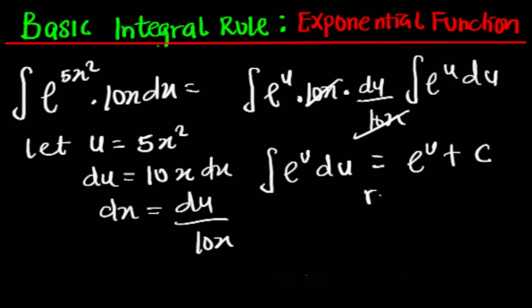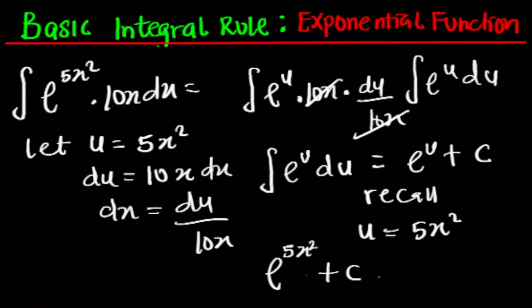So you can now recall that u is equal to 5x squared. Then what are you going to have in the long run? You're going to have exponential 5x squared plus c. That's going to be the answer, right? So that's going to be the answer.